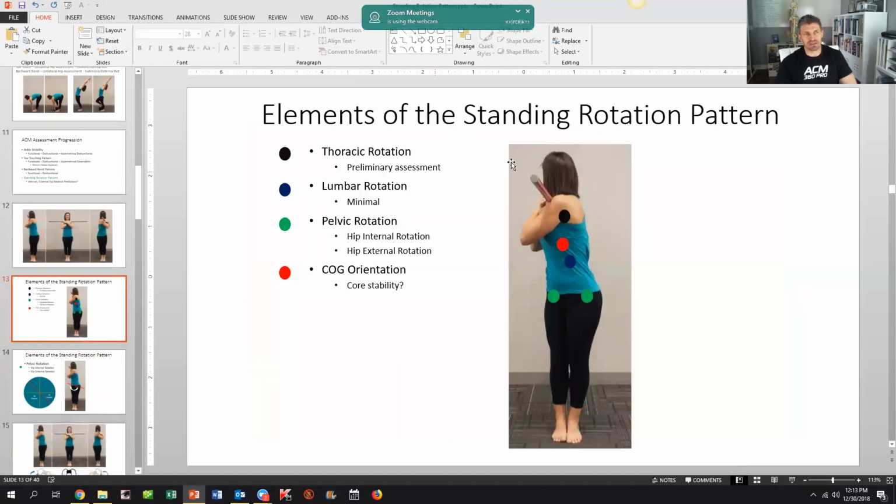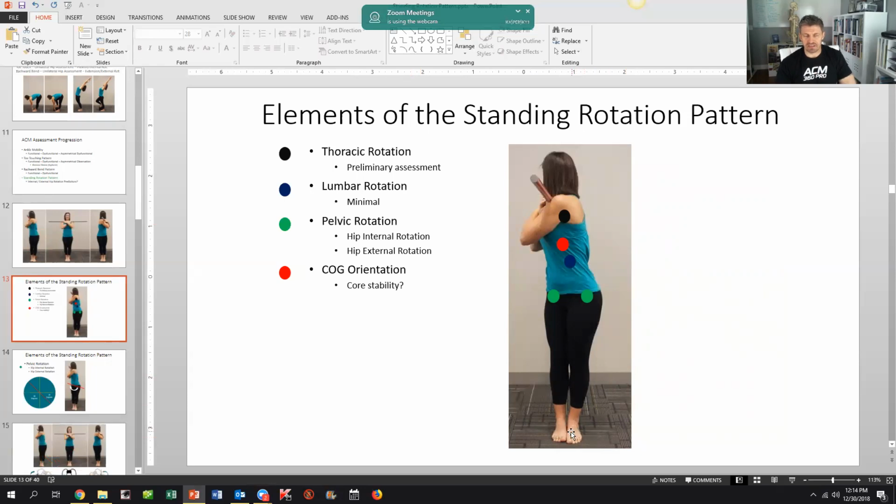So the components of the standing rotation pattern: thoracic rotation, we're looking at how far the thoracic back rotates. It's a big rotational component. There's some lumbar rotation, there's minimal, but there is. We're looking at obviously pelvic internal external rotation, and also center of gravity orientation. And I'll show you some variations in that in a second. But I'm looking at these four things primarily when I'm having someone stand and rotate. And again, paying attention to the cues of their ankles and their knees if they're doing this to cheat.